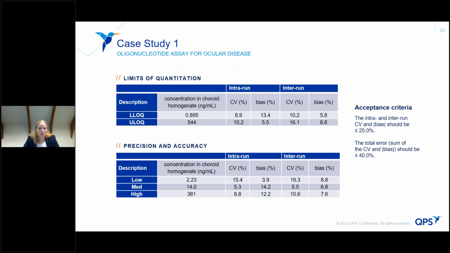So these are a couple of results we had for the fit-for-purpose approach in tissue homogenate, as an example. The precision and accuracy was measured at 5 different levels, from LLOQ to ULOQ, and low, mid, and high. For the precision and accuracy, the acceptance criteria state that the intra- and inter-run precision and accuracy should be less than 25%, and the total error, so the sum of the precision and bias, should not exceed 40%. You do see that both for the intra-run and the inter-run, the acceptance criteria are met, and that's for all levels. So this means that the assay shows good precision and accuracy in this setup.